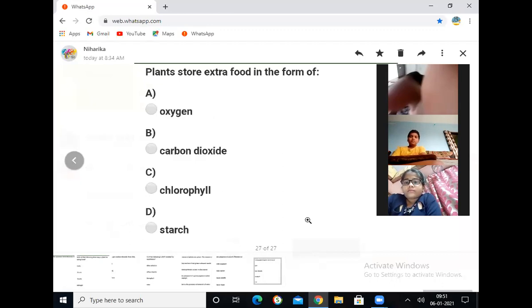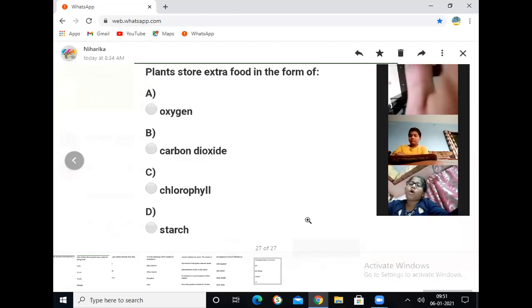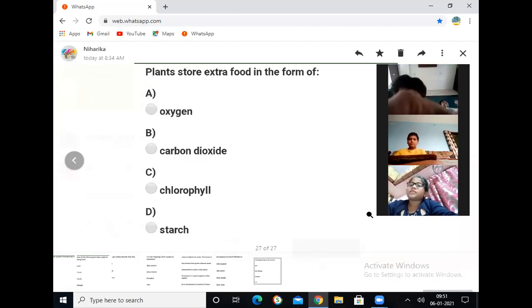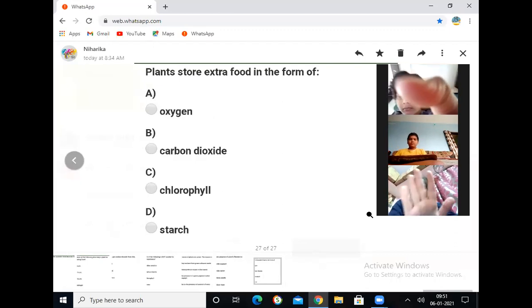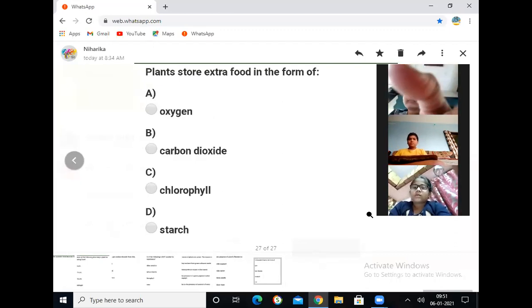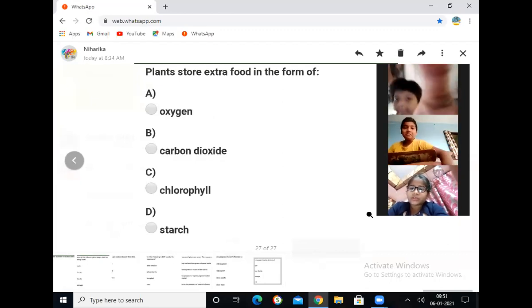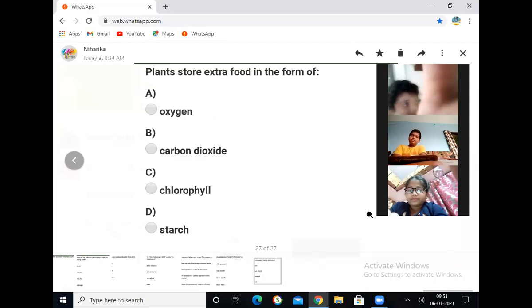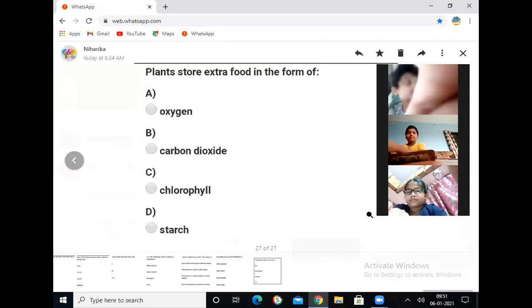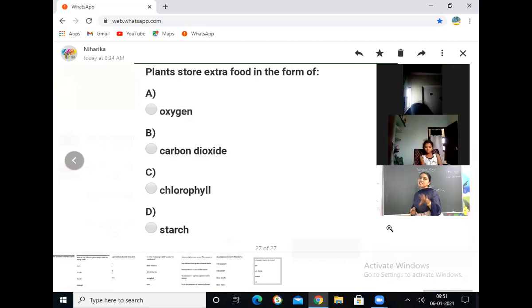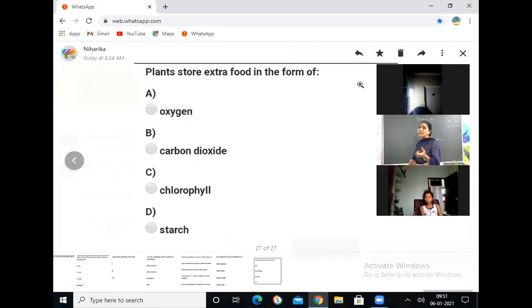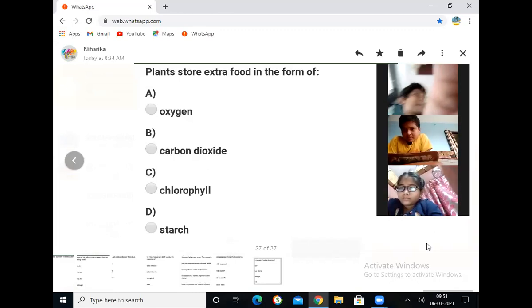Last question, look over it carefully. Plants store extra food in the form of oxygen, carbon dioxide, chlorophyll, or starch. Ma'am, starch. Yes, the extra food is stored in the form of starch. Some plants store food in fruits, vegetables, roots, and leaves. The simple food is sugars, or you can say glucose. Starch is the complex food as well as extra food. Yes, plants store extra food as starch.